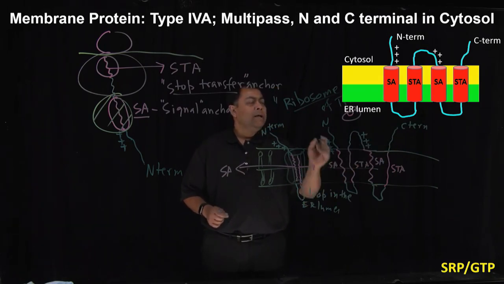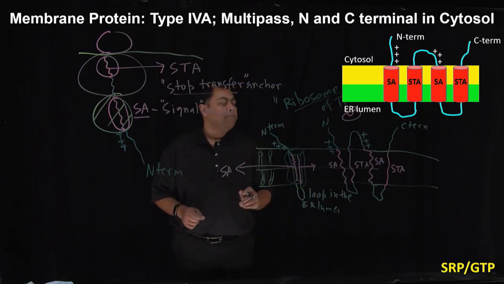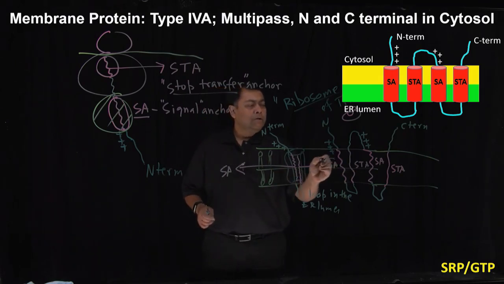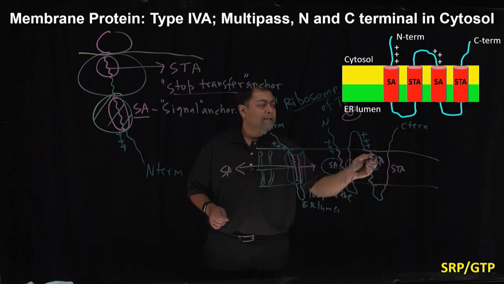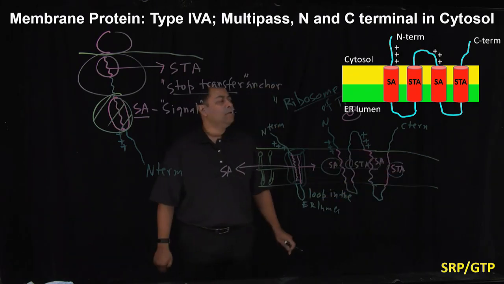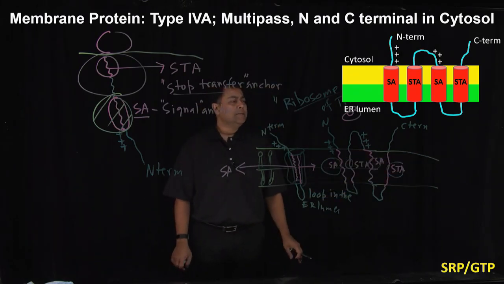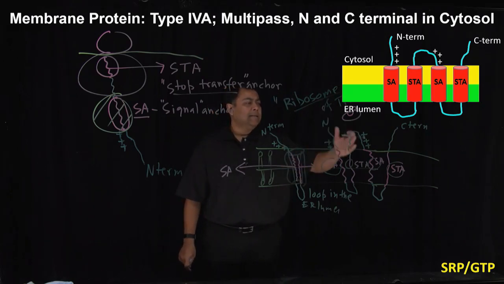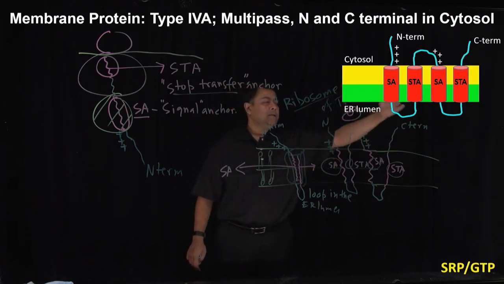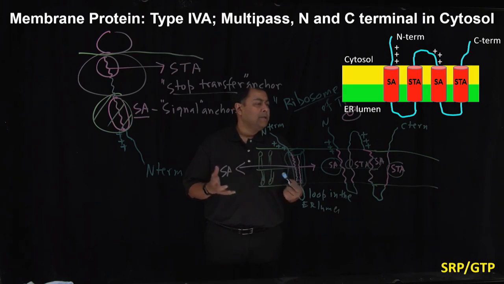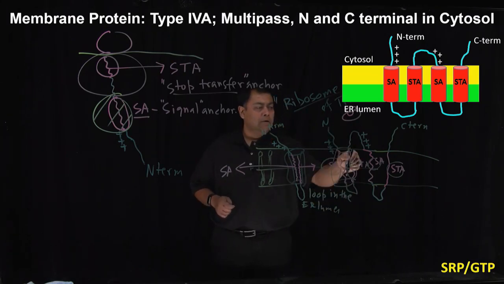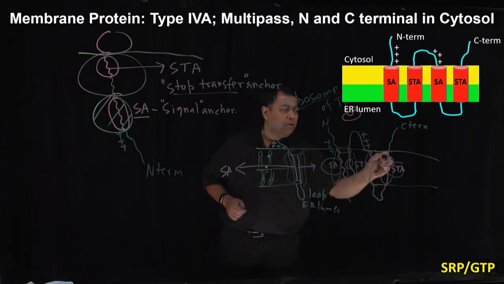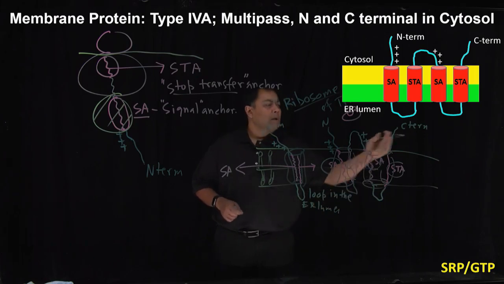And what you are going to see is that if you have an even number of transmembrane domains, your first signal is going to be a signal anchor, followed by an STA, followed by an SA, STA. If you have 10, 12, even 16 transmembrane domains, your SA and STA sequences are going to basically alternate. That's basically what happens. And at one point of time, the SA and STA both are going to be inserted into the translocon. Both are going to be inside the translocon, and so on.